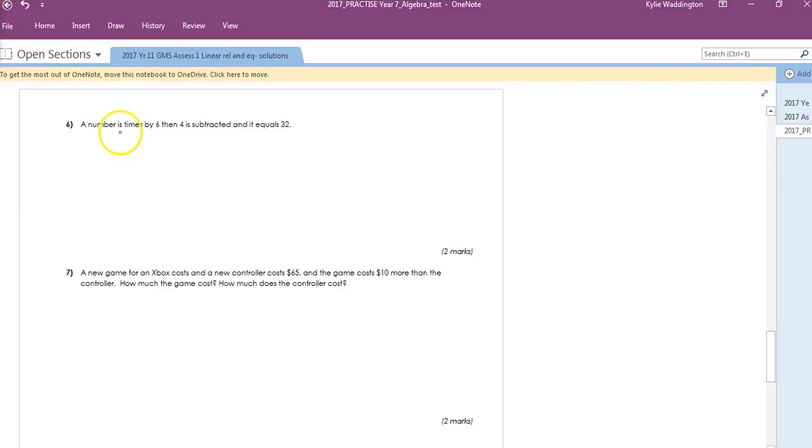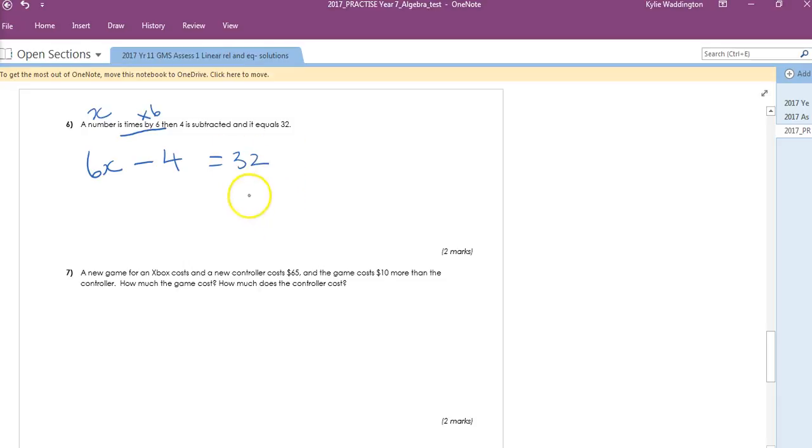Okay, and the last 2 questions deal with worded problems that we need to put into equations. So a number, that means we need to use x. I'm going to use x. You could use any letter you like. Times by 6. So we're going to have 6x. Then 4 is subtracted and it equals 32.